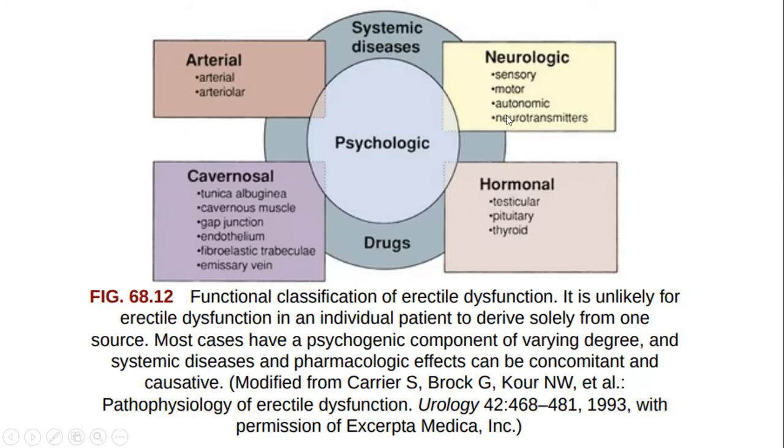Here we have a functional classification of erectile dysfunction. We can call it arterial, neurologic, cavernosal, and hormonal. Systemic diseases cause arterial, neurologic, hormonal, and also cavernosal disorders. And drugs affect cavernosal, hormonal, and neurologic status. So you see all of them are interrelated. And in the center of everything, even without these disorders, we have psychological diseases, which also functionally decrease the activity of the penis and cause erectile dysfunction.